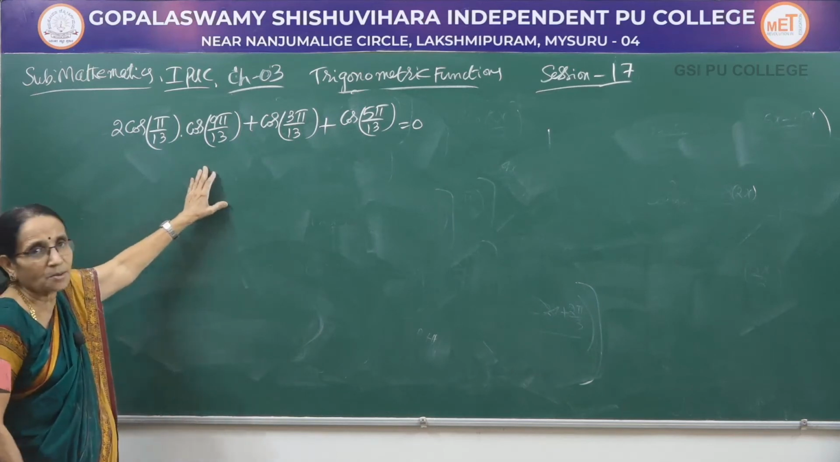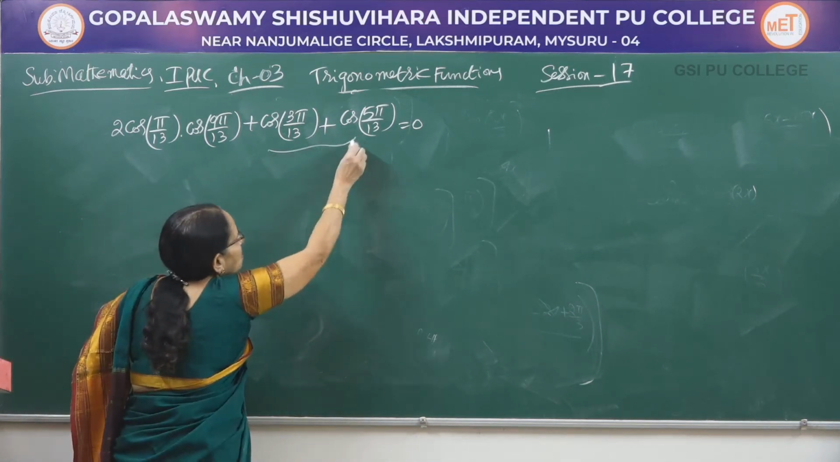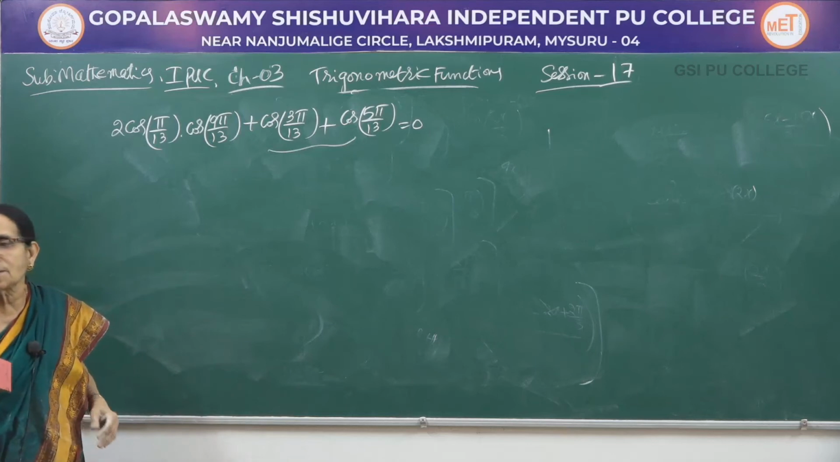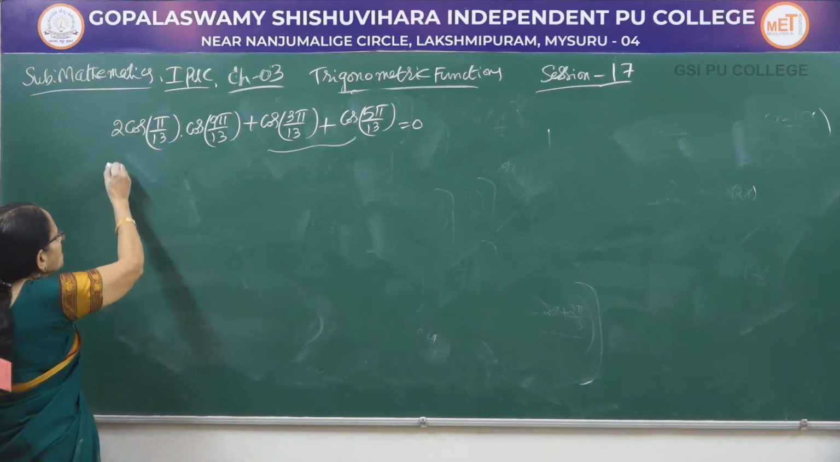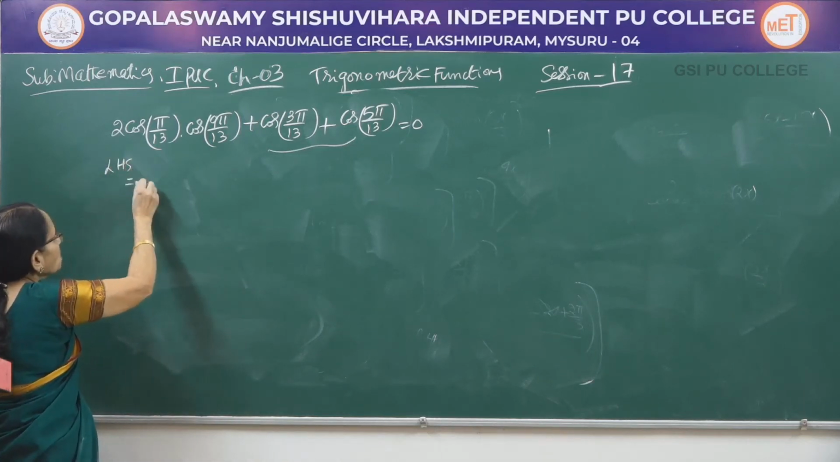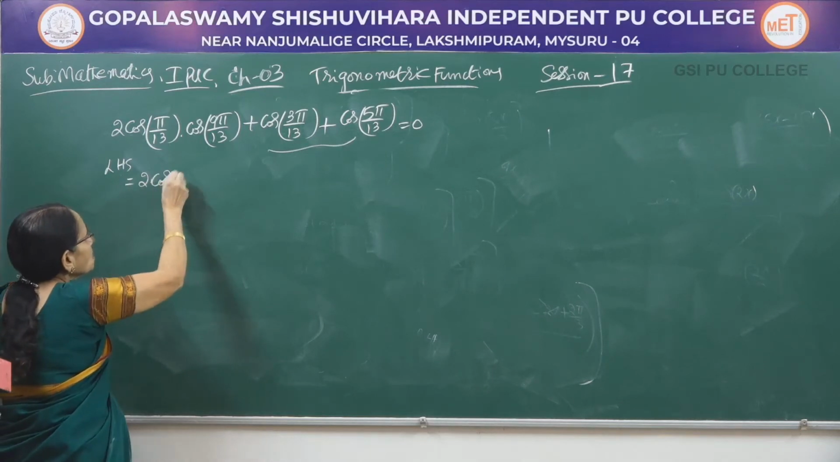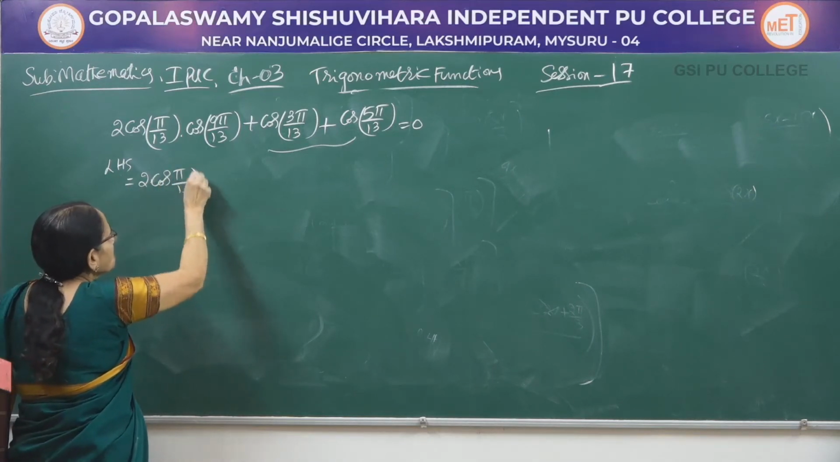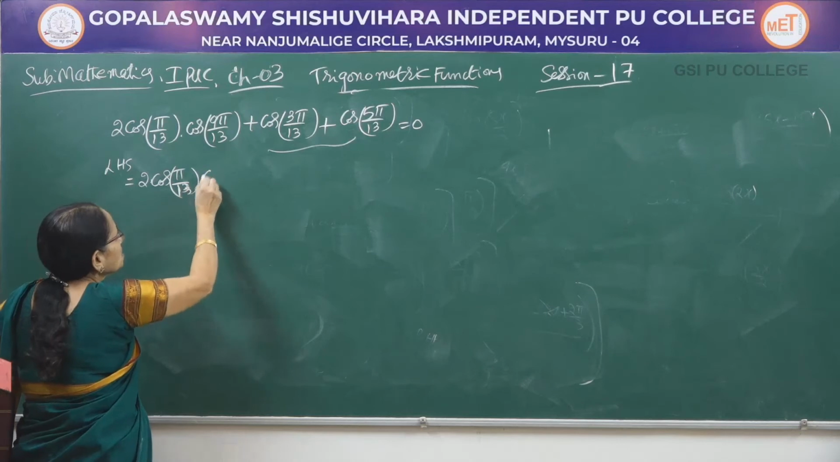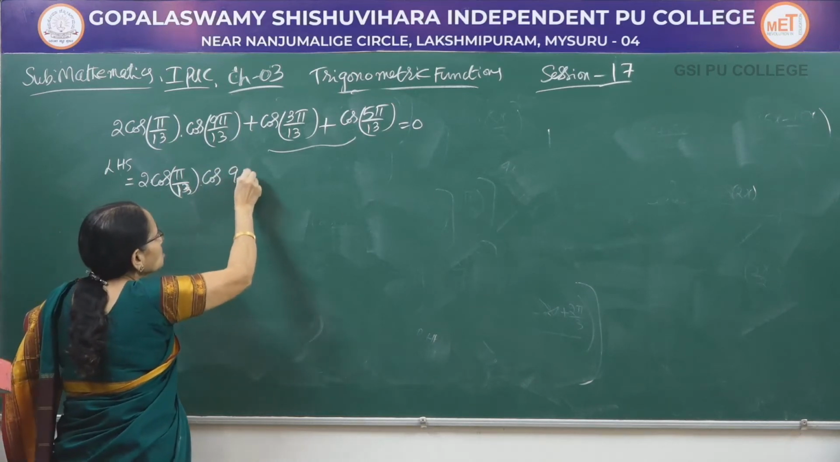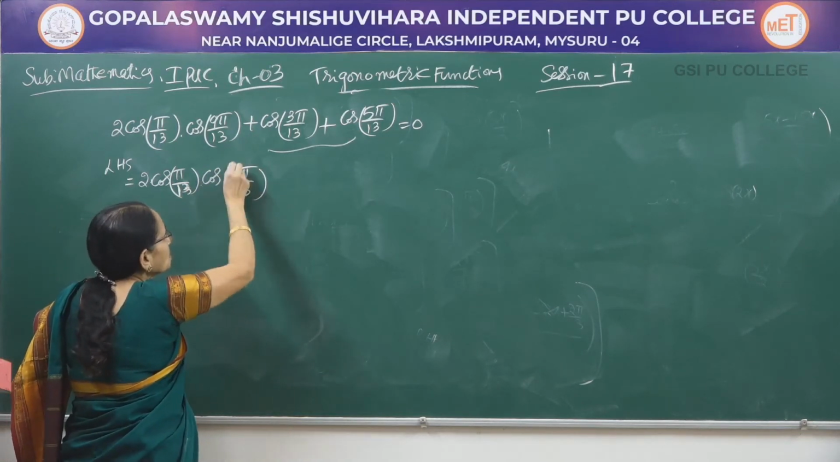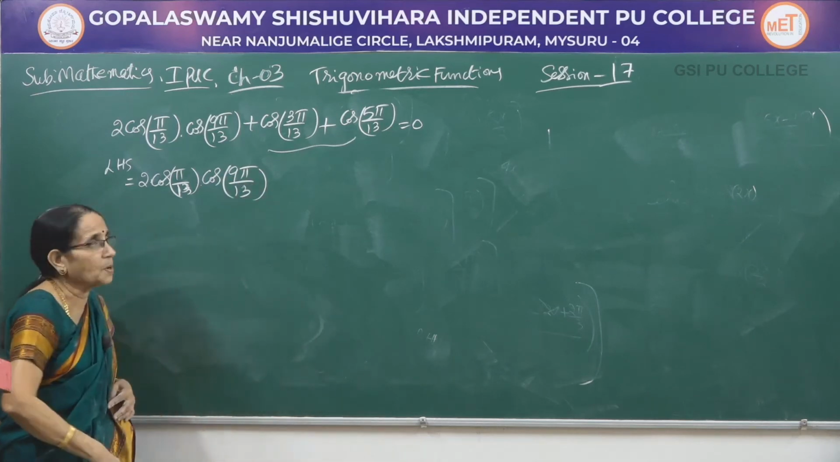I am keeping this as it is. I am applying the formula cos c plus cos d for the second set of terms. So the left hand side, this would be equal to 2 times cos of pi by 13. See, this pi by 13 is not a standard value. So write it as it is. With the help of that only we are solving.